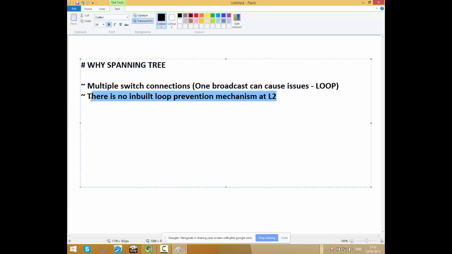So that's the other reason I'll say. There's no inbuilt loop prevention mechanism at layer 2. What do we mean by this? Sorry, just what Mark said. Whatever happens, the switch will flood out the information out of all of the ports apart from the receiving port. So even if STP or whatever protocol runs, it will flood out the information for all the ports. Yeah. So just to reflect on this.